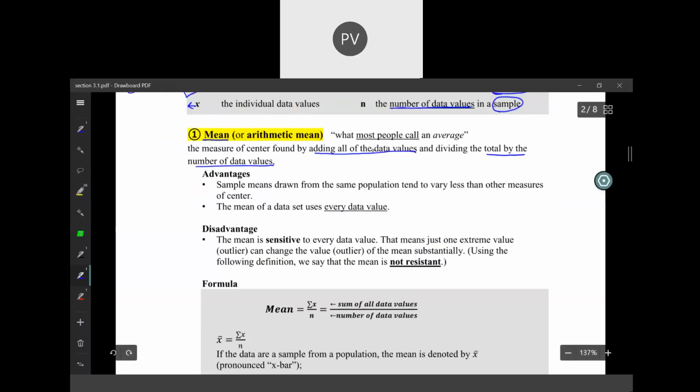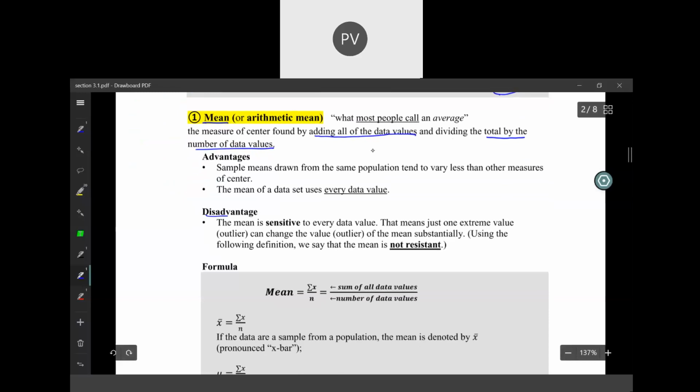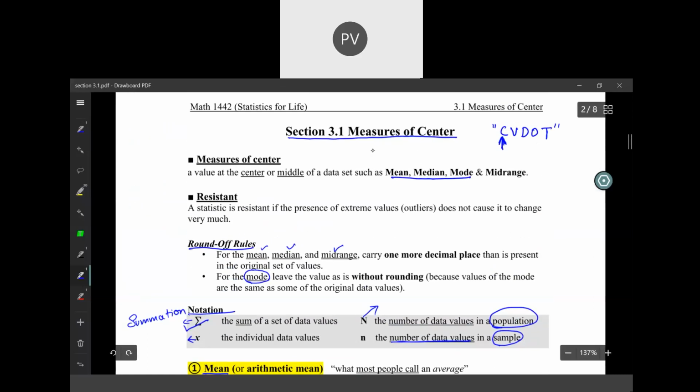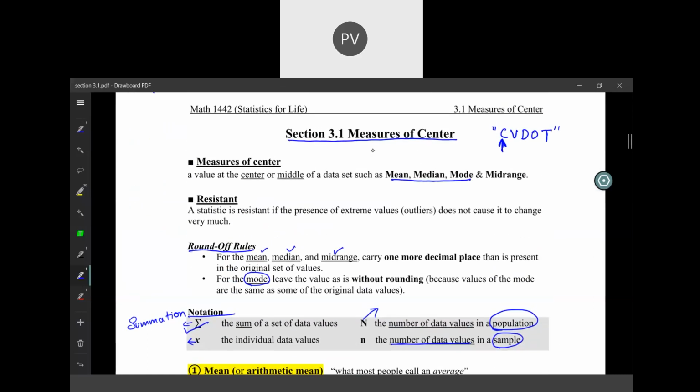And in this, one of the main disadvantages of mean is it is very sensitive to the data values, or also called the mean is not resistant. So what do I mean by resistant? Resistant in the sense, if there is any presence of outliers, which means the extreme values, a value which lies very far away from the other sample values.